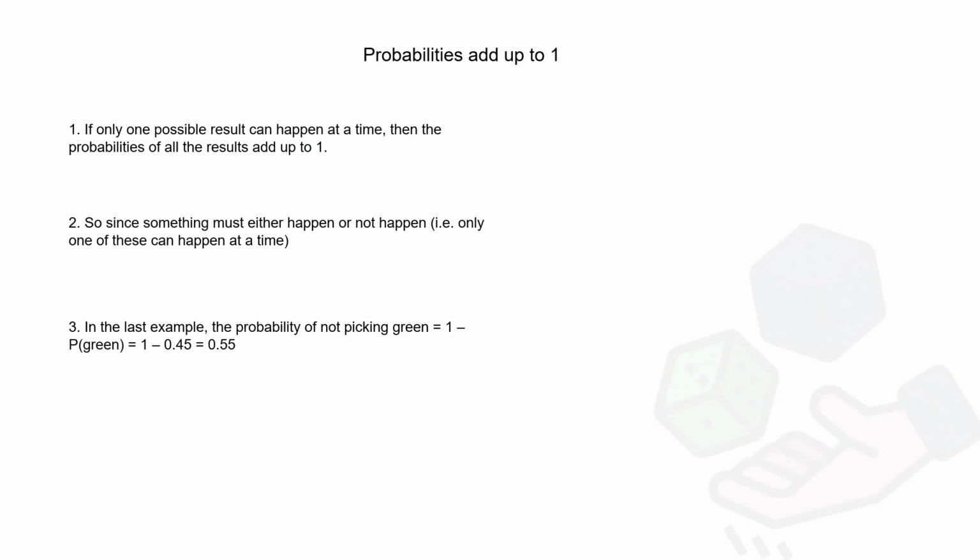Probabilities add up to 1. The closer a probability is to 1, the more likely it is, and the closer it is to 0, the less likely it is. If only one possible result can happen at a time, then the probabilities of all the results add up to 1. Like in the last example, the probability of not picking green is 0.55.